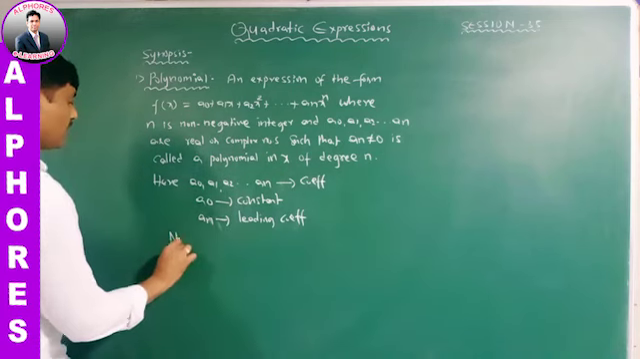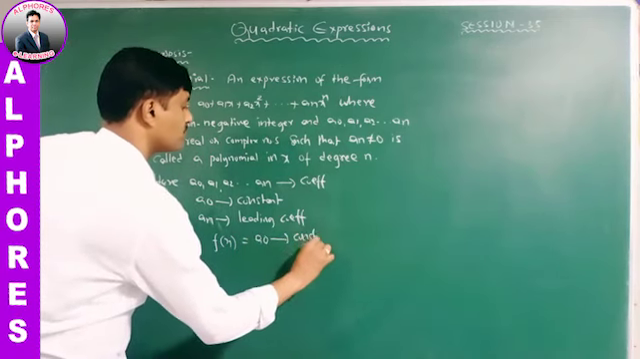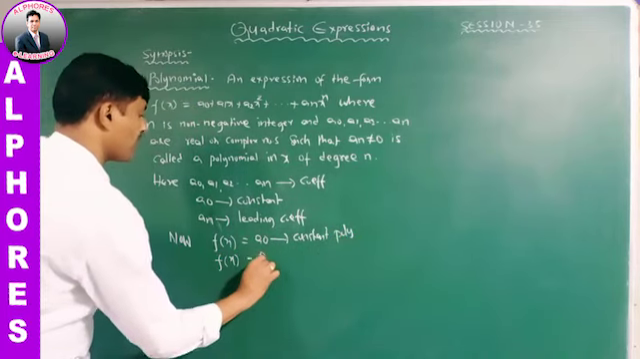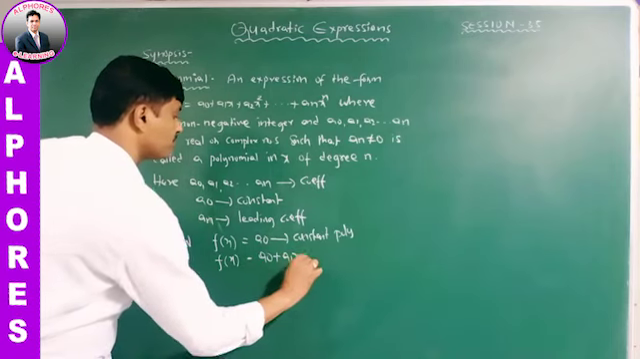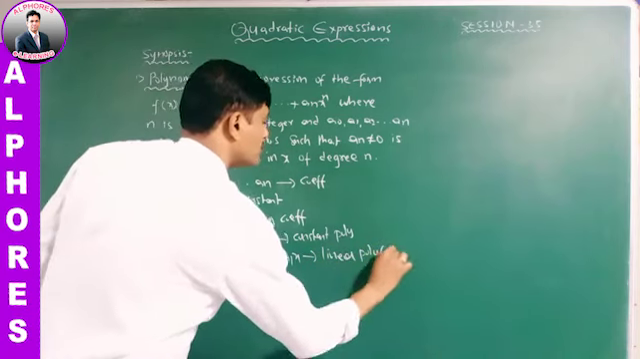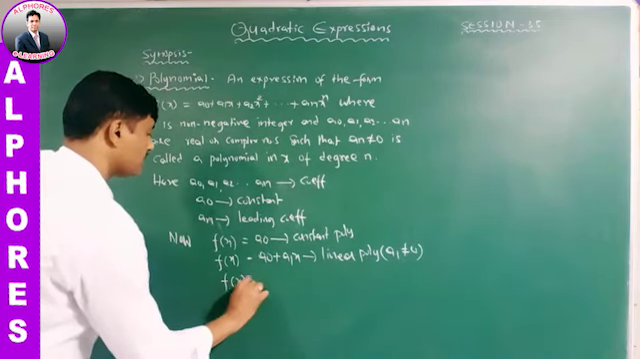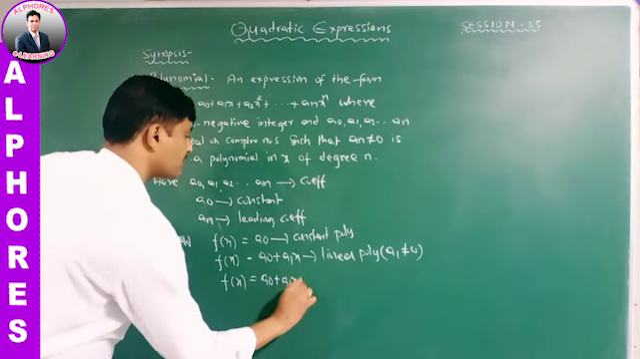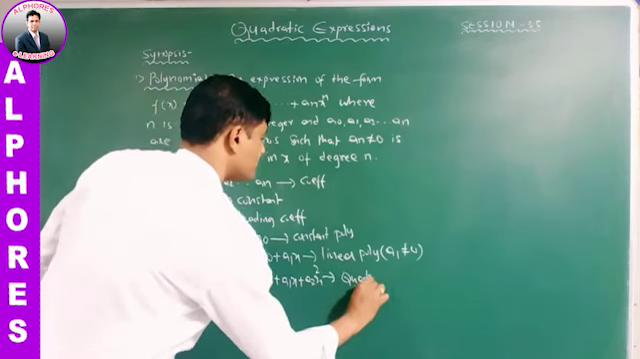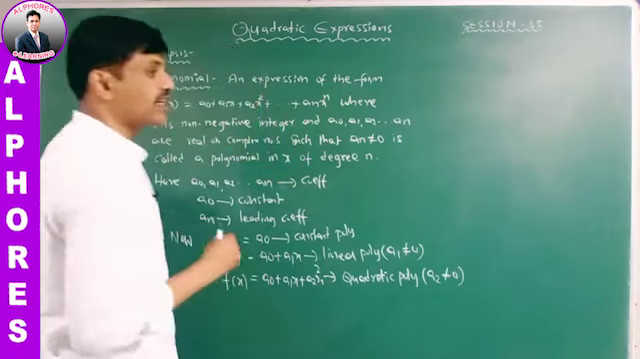Now f of x is equal to a0, this is a constant polynomial. f of x is equal to a0 plus a1x is a linear polynomial, but here a1 not equal to 0 because the leading coefficient is a1. f of x is equal to a0 plus a1x plus a2x square is a quadratic polynomial. Here clearly a2 not equal to 0.